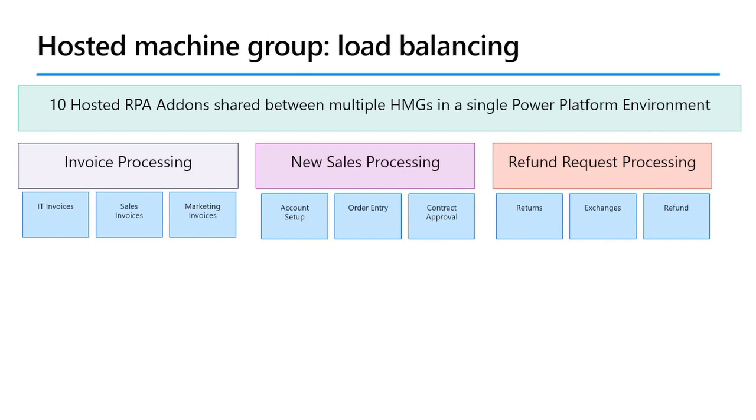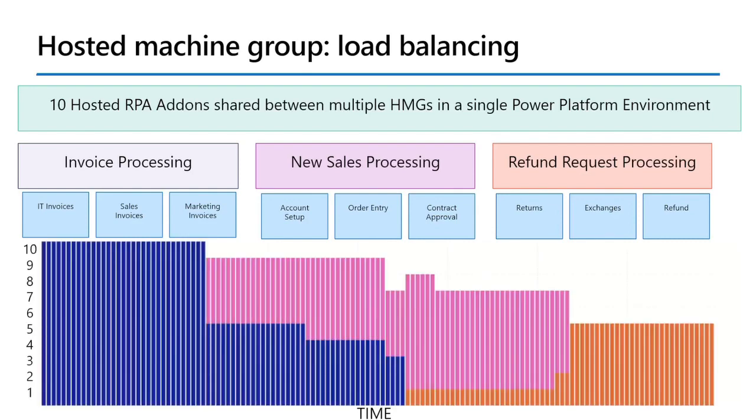So the way that this would work is best illustrated in a graph. So I have a graph here. It's a very simple graph. Across the bottom of my screen, I have time. And across the left, I have the number of bots. So let's just say this is a day of us sitting here working, right? Of course, it's a 24-hour clock, but just for the sake of argument, this is during the day. So in the morning, there are a bunch of invoice processing requests coming in. So for our 10 hosted RPA add-ons that are available in this environment, all 10 of them are being consumed to do invoice processing.